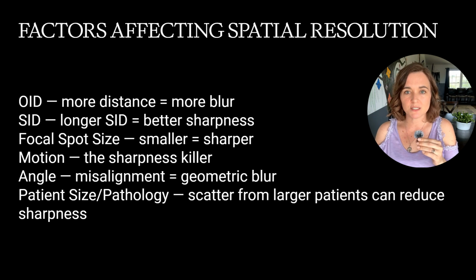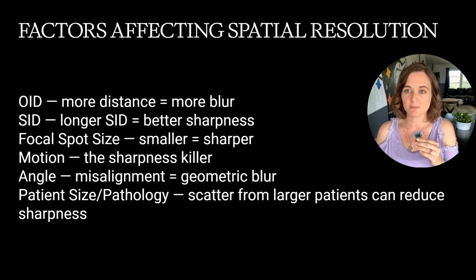OID, the more distance, the more blur. SID, the longer the SID, the better sharpness. Your focal spot size, the smaller it is, the sharper your image. Motion, that's the sharpness killer. Your angle, if it is misaligned, then you're going to get a geometric blur.